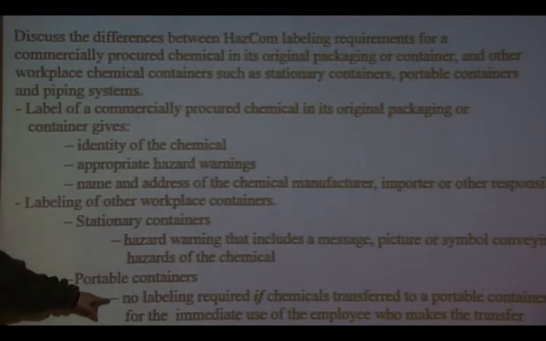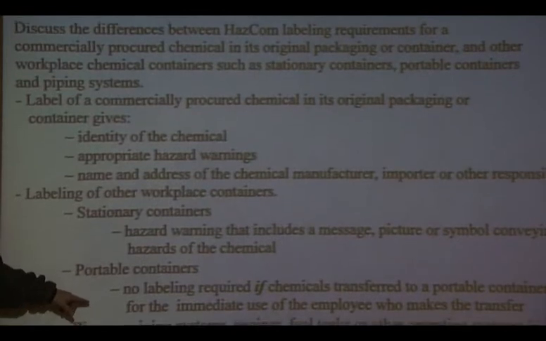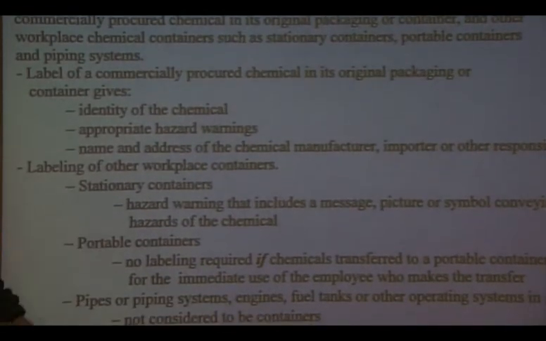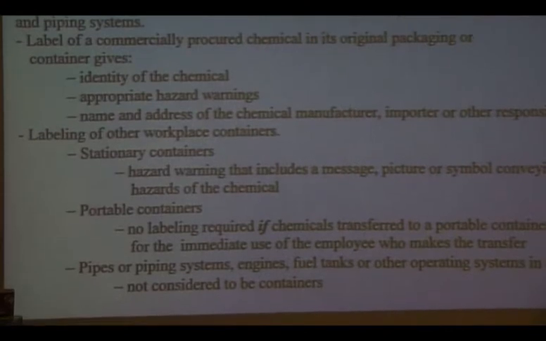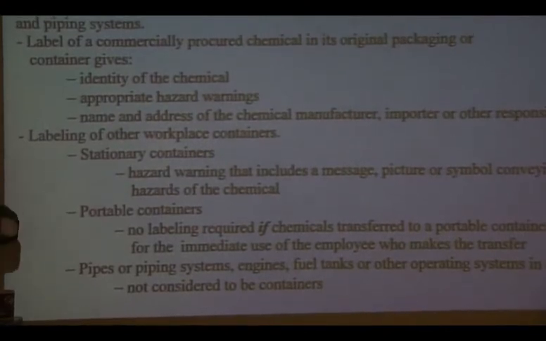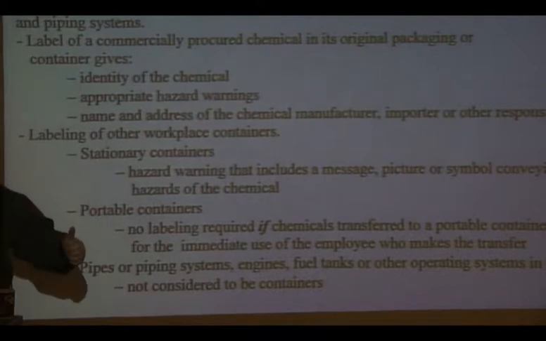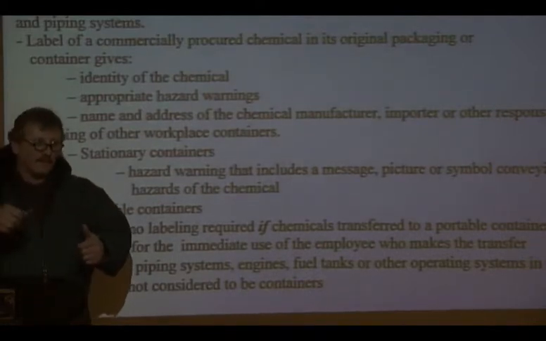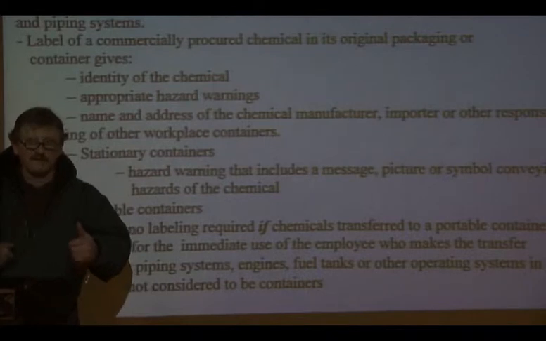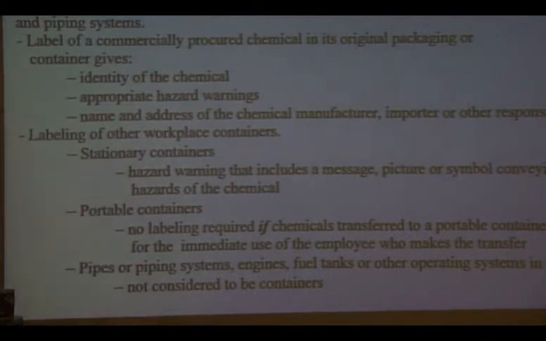Portable container, no label required if transferred to a portable container for the immediate use of the employee who makes the transfer. So if I'm using it and I have to go add this much stuff, I can take a jug that's authorized for that use, open the little valve, fill it up, take it right over and pour it in. Then I don't have to label it, okay? But I have to be the one who fills it and empties it. And I can't lose control of it in the middle because then I can't verify that it's in there. Once you set it down and store it for a while, it's no longer portable, okay? And then, I don't know if you can read that one.